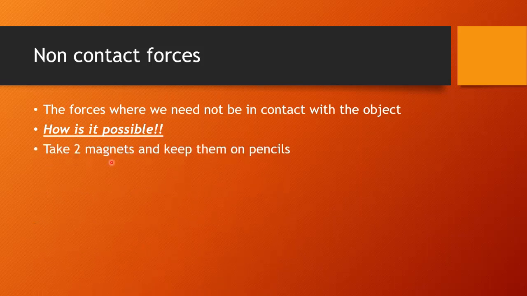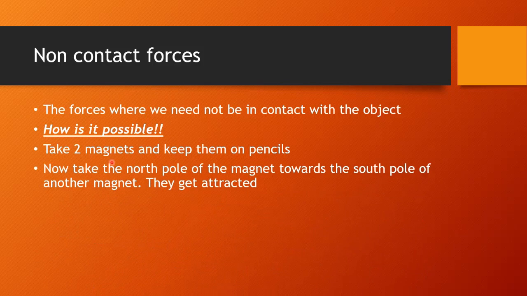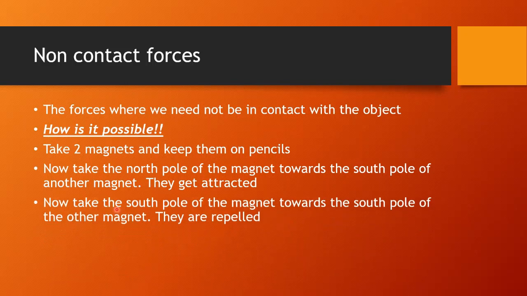Now take two magnets and keep one of them on pencils. So 2 or 3 pencils, you could just keep it on them. Now take the north pole of the magnet towards the south pole of another magnet. What happens is that they get attracted. Now take the south pole of the magnet towards the south pole of another magnet. What happens is that they are repelled. So what is making them repel and attract? It is due to a force called magnetic force.